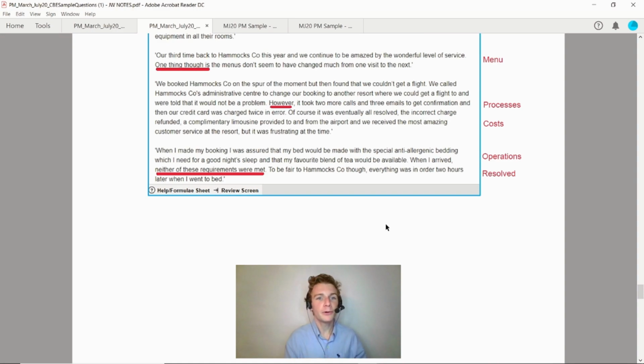Next on there we booked Hammocks Co. on the spur of the moment, as you do, but then found that we couldn't get a flight. Book a hotel but not got the flight. Not the way I'd go about it, but we called Hammocks Co.'s administrative centre to change our booking to another resort, where we could get a flight to, and were told that it would be no problem. Okay, fantastic, good point. Trigger word again.